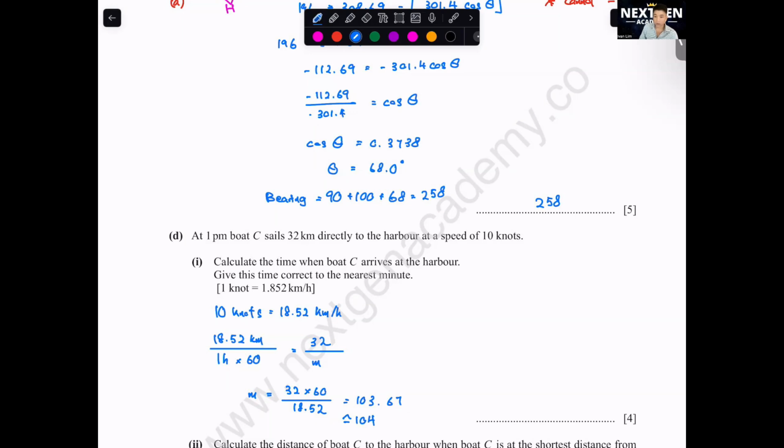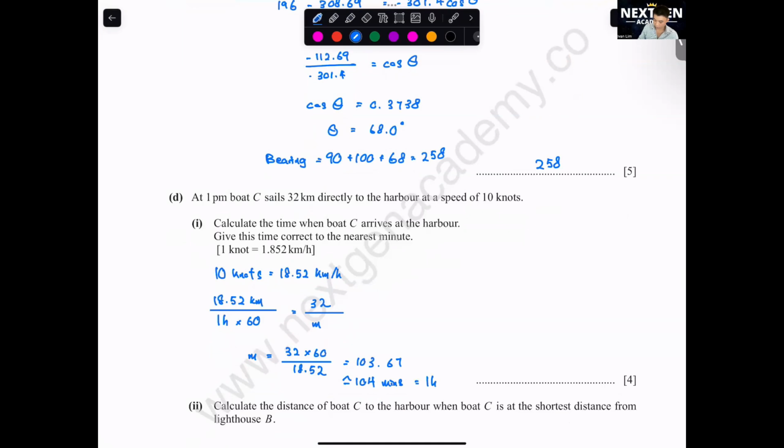So over here, 104 minutes, you can calculate in hours also. What will be the time for this? This will be 1 hour and 44 minutes. So how do we add it up? They say 1 p.m., right? So 1 p.m. plus 1 hour 44 minutes. You take 14:44, which equals 2:44 p.m. You can also answer in 14:44.